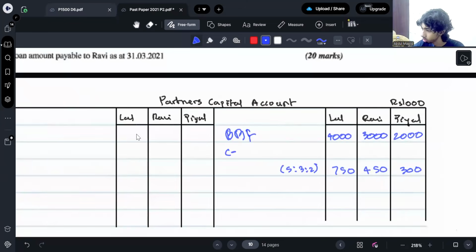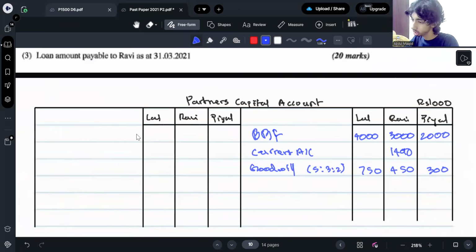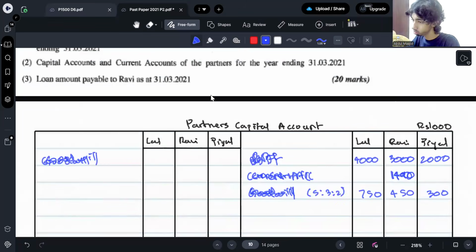So goodwill. So here I took the balance from the current account earlier. The value got disappeared. Current account I took 1490. Okay. The goodwill old ratio and the goodwill new ratio you have to debit. Goodwill. How much was that? The new ratio 3 is to 2. Now Ravi is retiring. Then Lal and Priya. 1500 divided by 5 into 3, 900, and here 600.